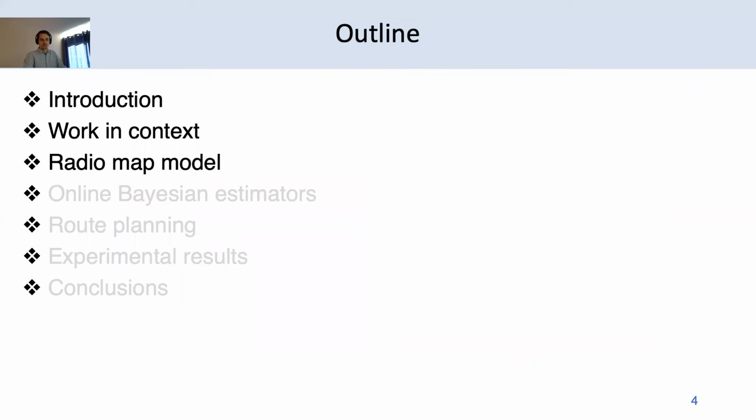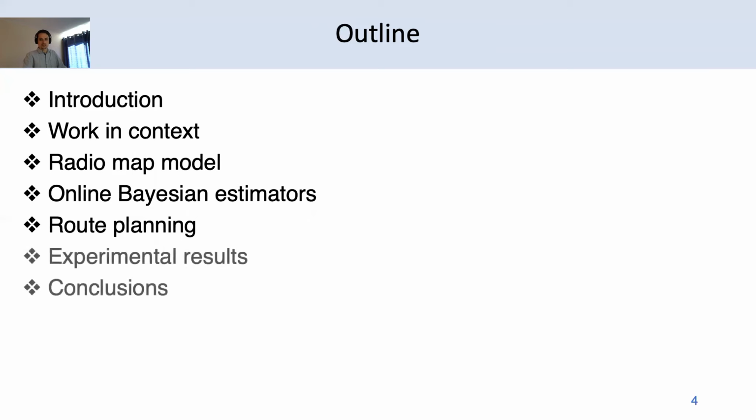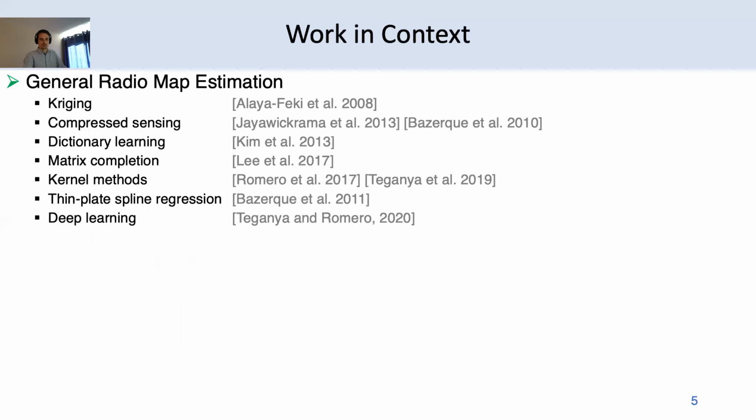After summarizing the state of the art and describing the model, we will present the proposed scheme, which is composed of 2 parts. The first part comprises an online Bayesian estimator that utilizes each newly acquired sample to improve a map estimate and to obtain a metric of uncertainty at every location in the area of interest. The second part is a route planning algorithm that utilizes such a metric to find the best locations to measure. Finally, some experiments and conclusions.